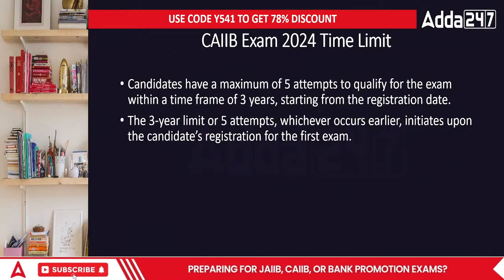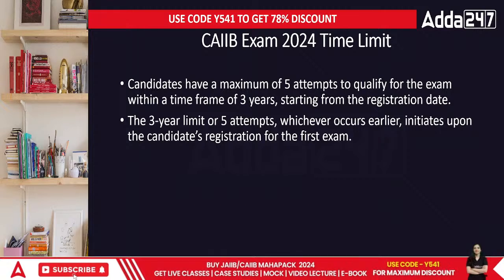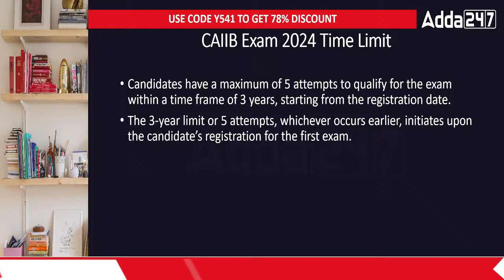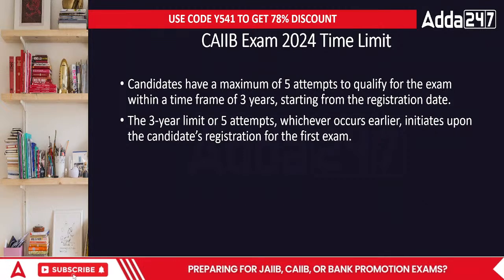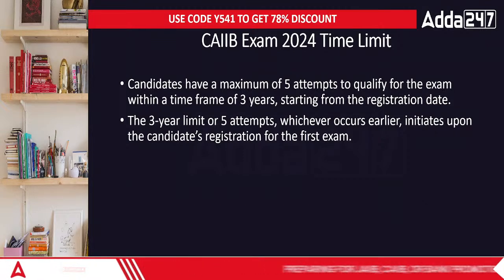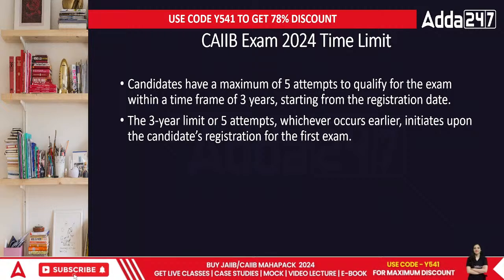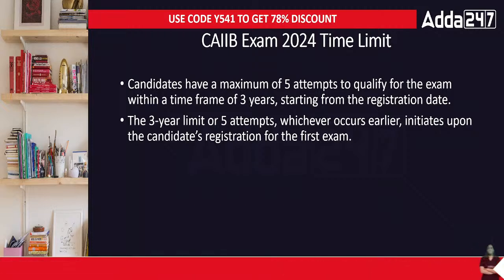Acha everyone, how many attempts do you get? You get almost 5 attempts or 3 years, whichever is later. Once your 5 attempts are over, then you are done. If you are done with 3 years, then also it is done. So whichever is earlier is to be taken.